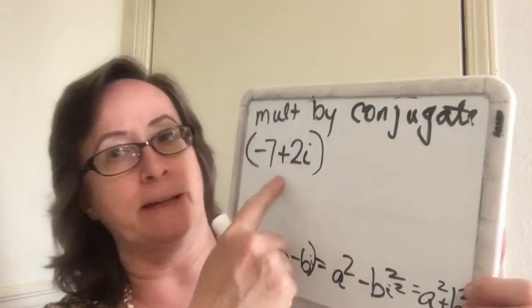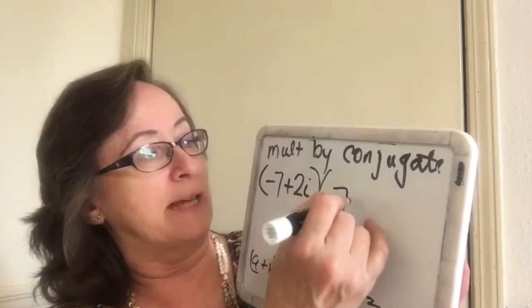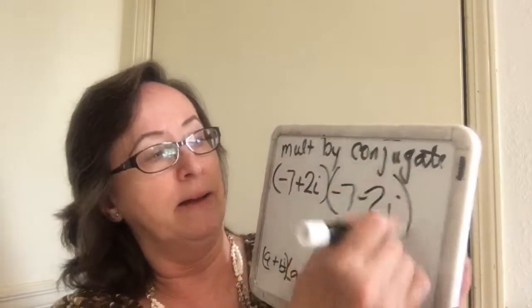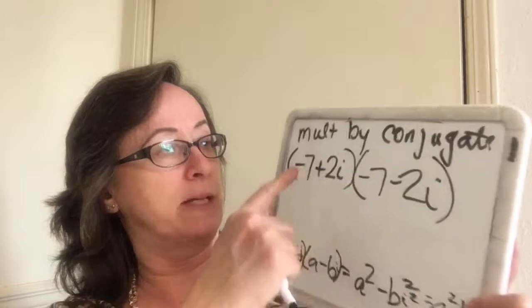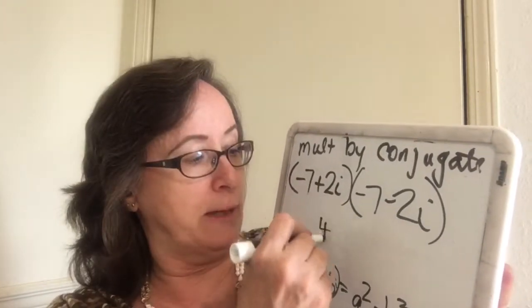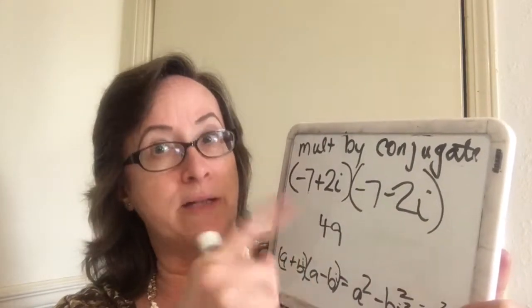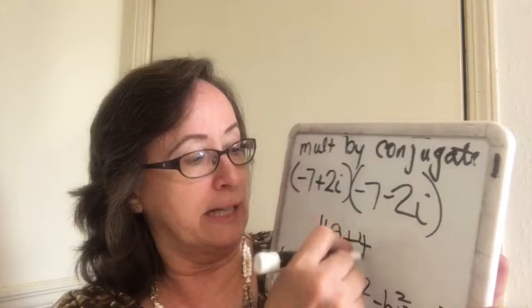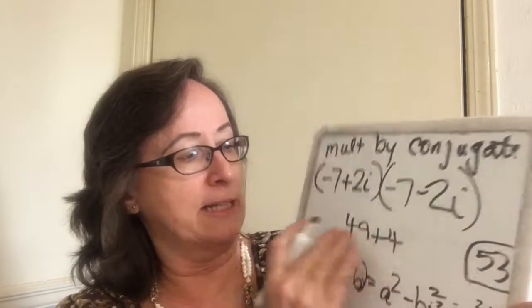So if I look at this one, when I multiply by its conjugate, which is negative 7 minus 2i, then I should expect to get a squared plus b squared. a is negative 7, so negative 7 squared would be 49. And then b is 2, so b squared is 4. I should expect to get 53. Okay, so let's do it.